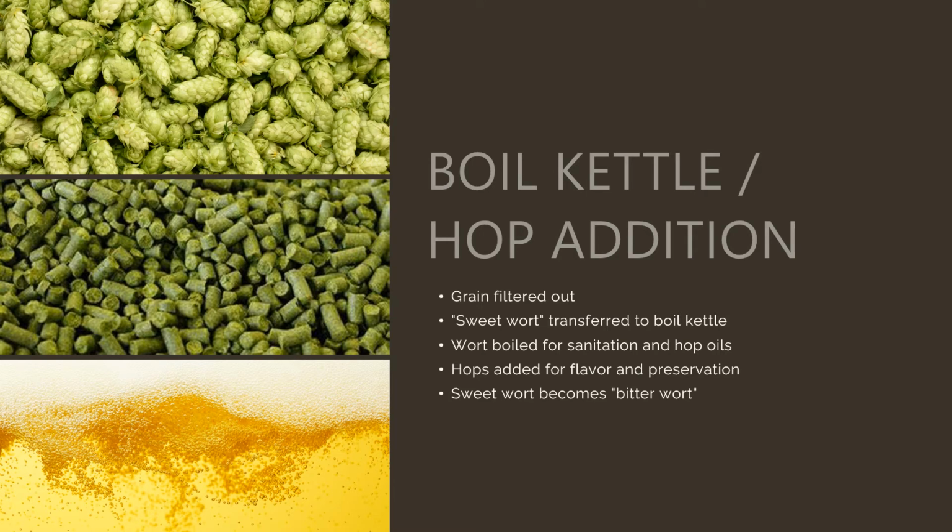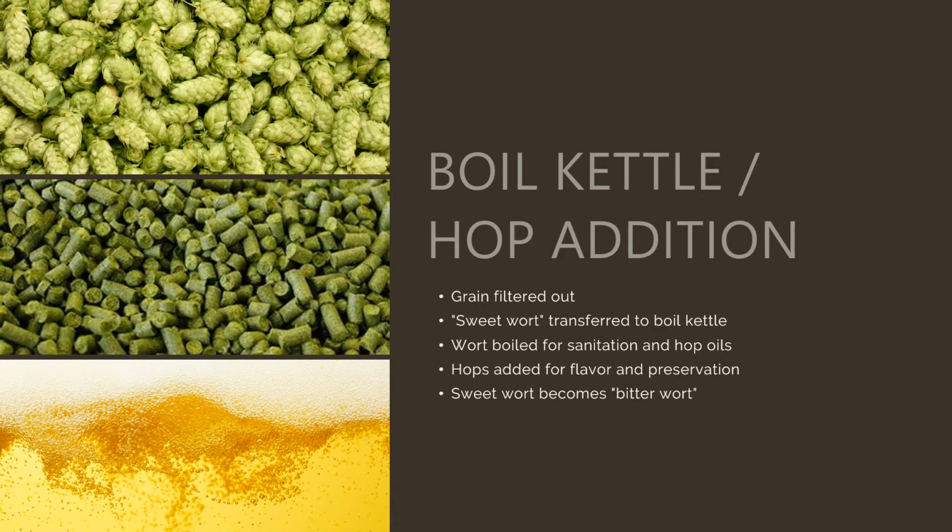So once the mashing is complete, you have a liquid that has tons of grain in it. So the very next thing is the grain gets filtered out, and the liquid you have after that is called sweet wort. It's called sweet wort because it is basically sugar water. That sugar water is transferred to a boil kettle, where it is then, as you may have guessed, boiled.